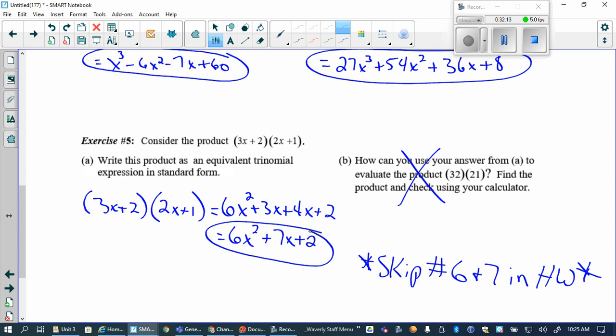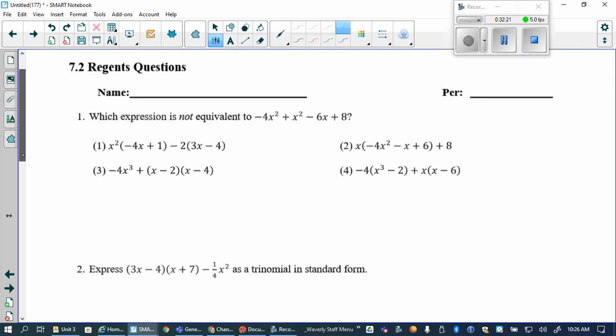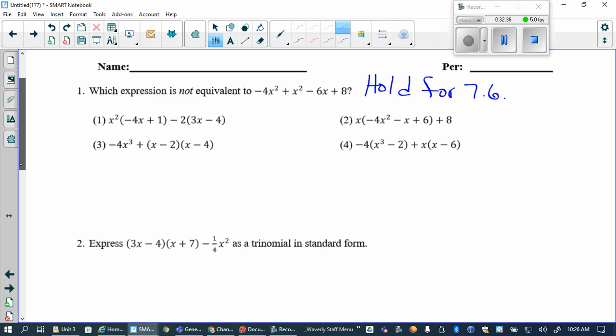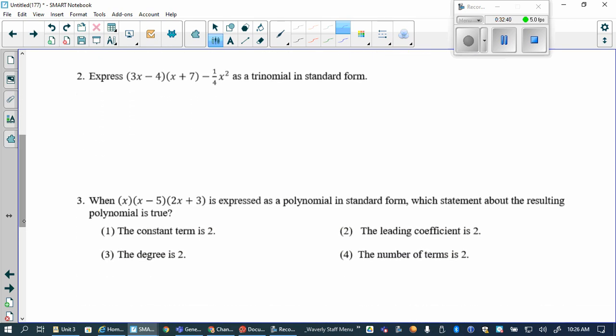Right there. All right. Let's look at some Regis questions. A couple of them should not be in this section. So on this one here, we're going to hold this for 7.6. That's far ahead. So don't go scribbling it out. Okay? Because we'll come back to it in 7.6. And let's move on to number 2.